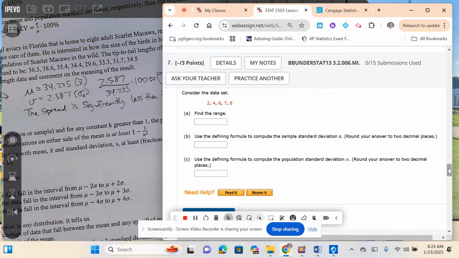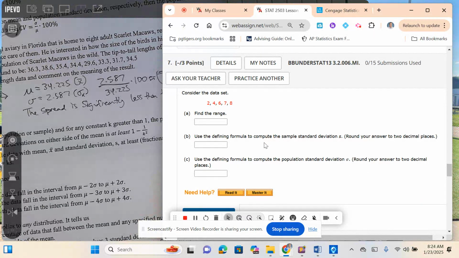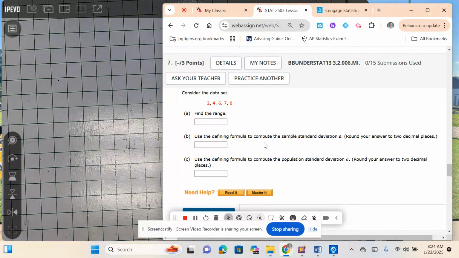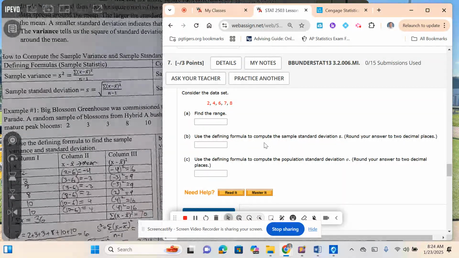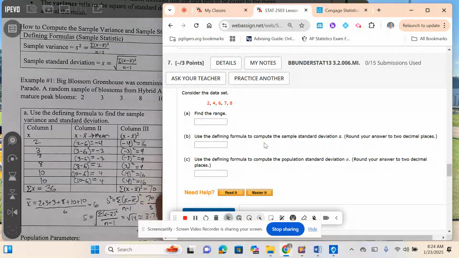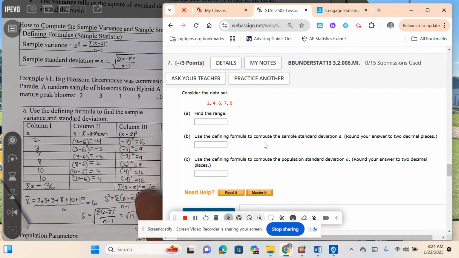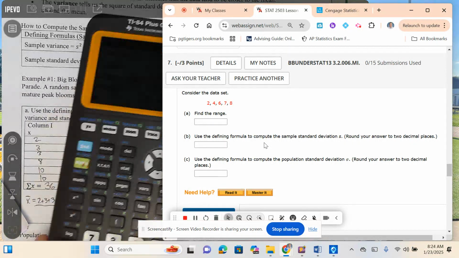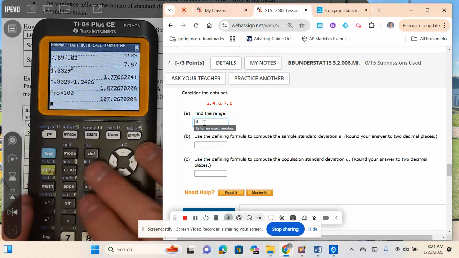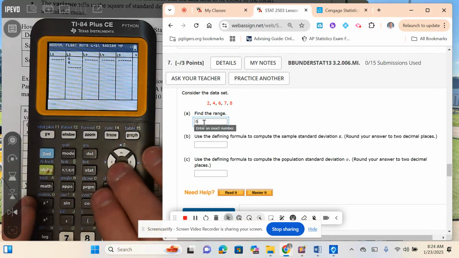Consider the data set. Now, can we use the defining formula? Yes, but is that what I would do? I wouldn't. I'm perfectly fine if you don't use the defining formula. You've got salt. You don't have salt there, but we could use our calculator. So there's the defining formula. If you wanted to do that, you could do that. But here's what I'm going to do. I'm going to use my calculator. Now, range, we could spot that. Range is just highest minus lowest. 8 minus 2 is 6. But I'm good with you using your calculator here. Okay.